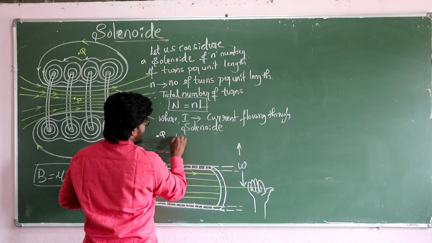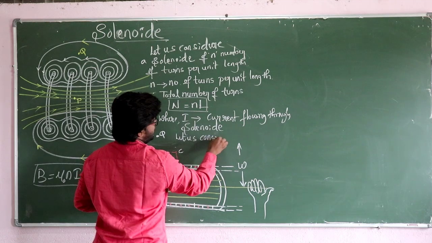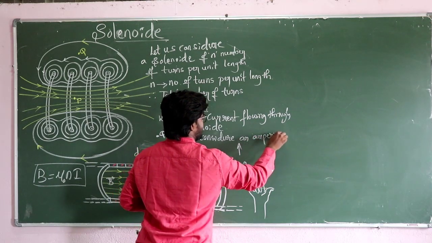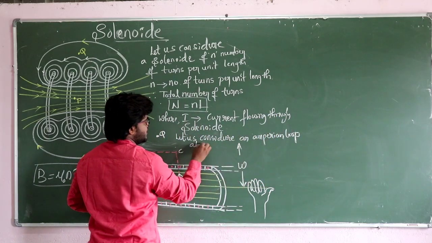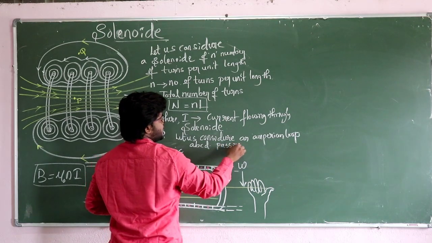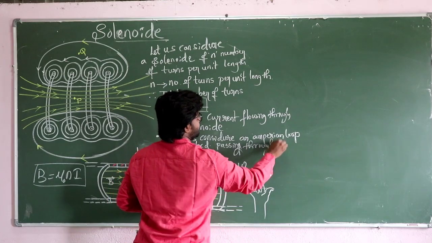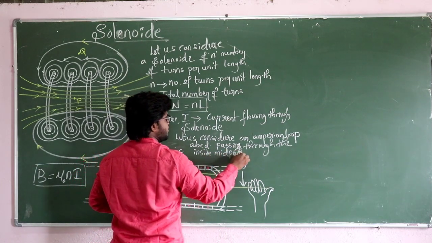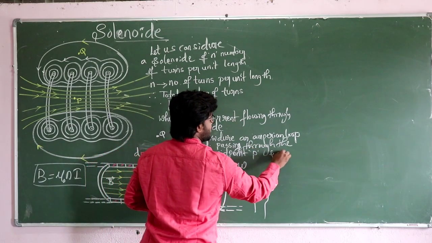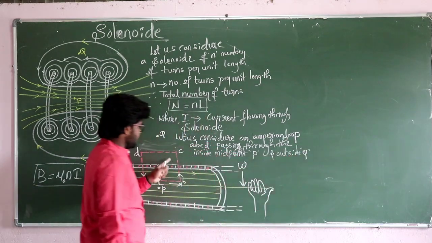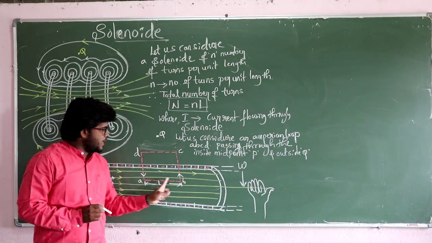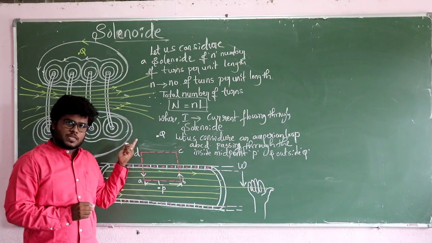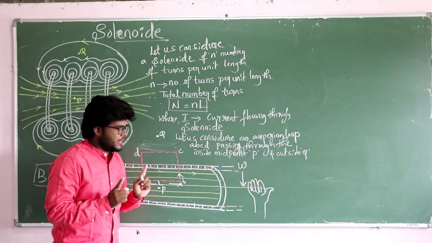Understood? Let us consider an Amperian loop ABCD passing through the inside midpoint P and outside Q. I consider an Amperian loop ABCD with P inside, where AB lies inside the solenoid, CD lies outside the solenoid. I will consider it this way. I hope it is understood. Okay, next concept.